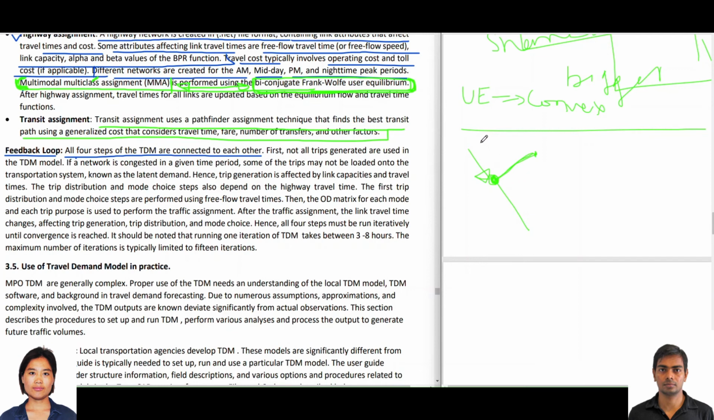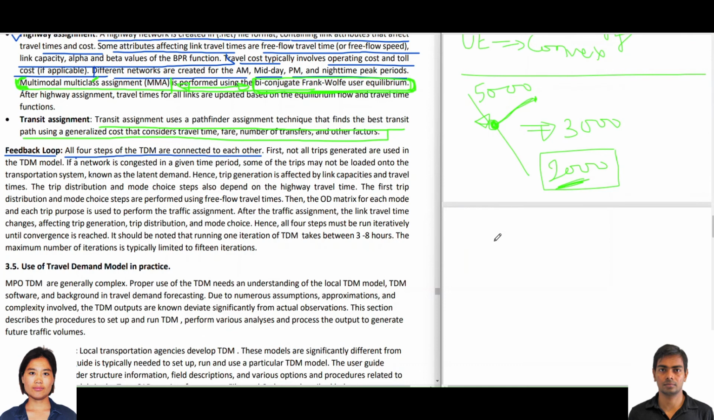Let's say the total volume generated is 5,000. And out of 5,000, let's say 3,000 vehicles got loaded, and the others got stuck at the node or initially here itself. So there is something called latent demand. So 2,000 vehicles will be considered as latent demand. And if we improve the roadway system, this additional 2,000 vehicles will be added on and distributed. So depending on how the roadway is doing, the trip generation is affected.